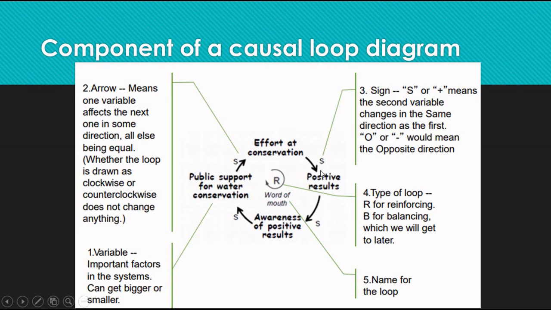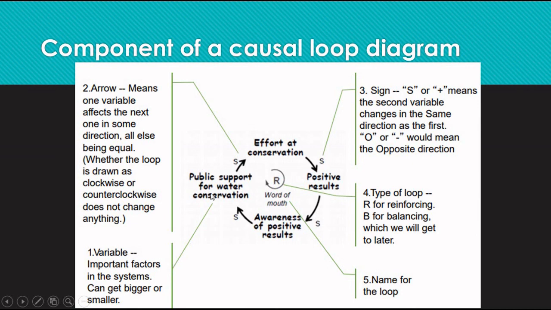And then when we see positive results, it creates awareness among the people, which is also a positive effect. And this awareness creates also a positive effect in the sense of public support for conservation efforts, in this example on water conservation. And this public support also creates more positive effect on the efforts of conservation. So in this case, this is a reinforcing feedback loop. Hence, we have the R symbol at the center.